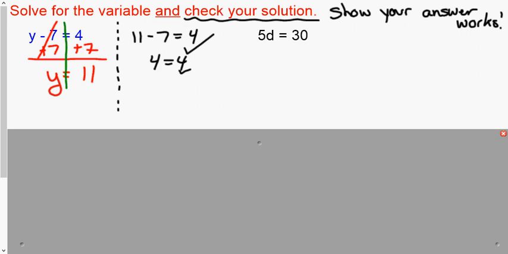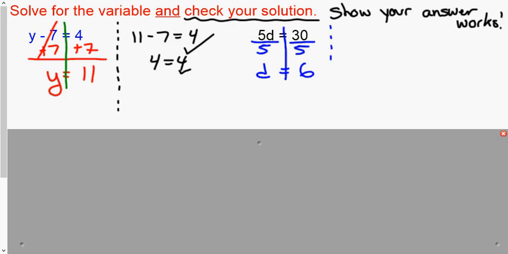All right, here we have 5 times d. The opposite of multiplying by 5 would be to divide both sides by 5. 30 divided by 5 is 6. So we get d equals 6.